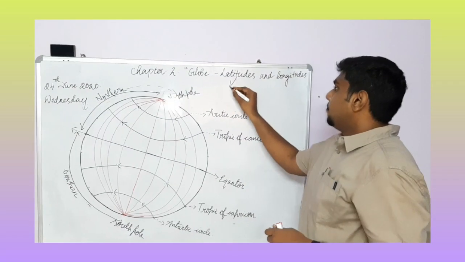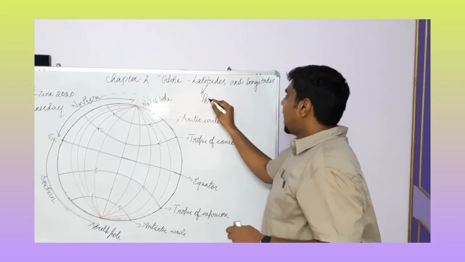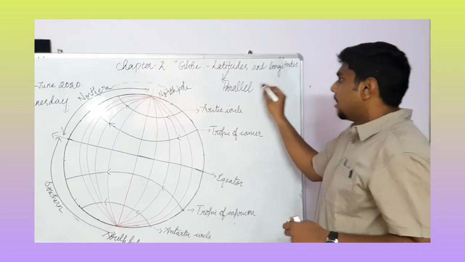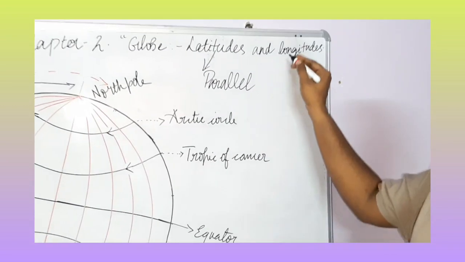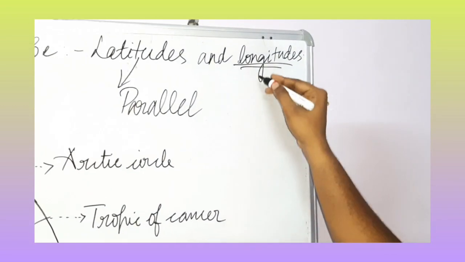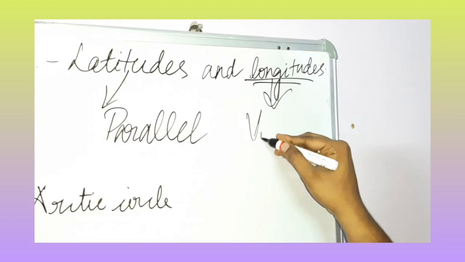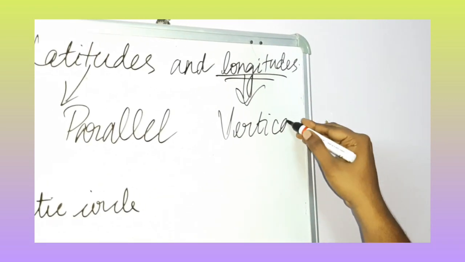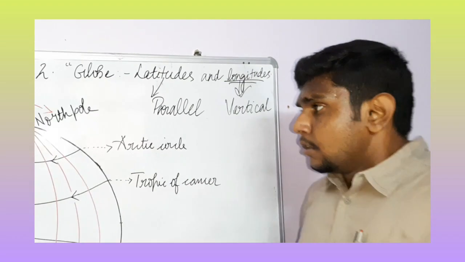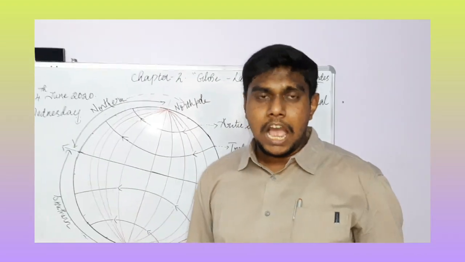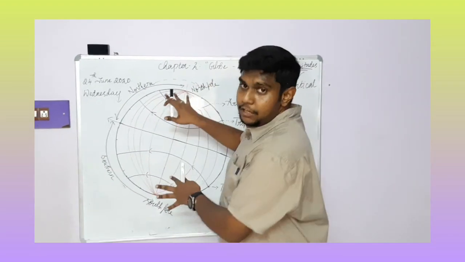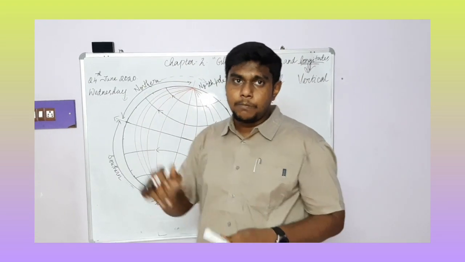What does latitude mean? Latitudes are the parallel lines drawn on the globe. Then what does longitude mean? Longitudes are the vertical lines drawn on the globe. So now we are going to see about the latitudes given on the globe.